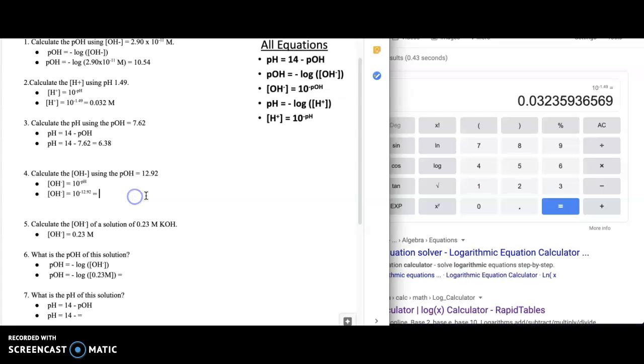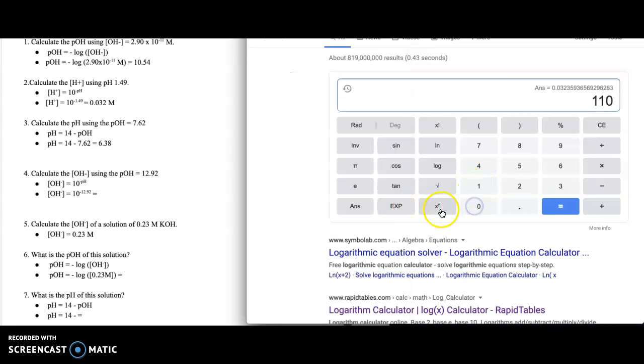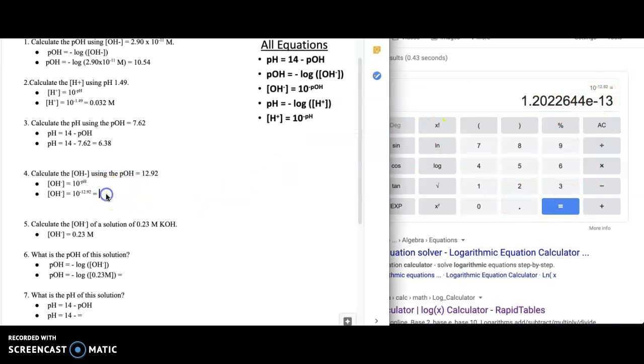And here, same idea, calculate OH minus using pOH. So I got 10, clear, sorry, 10, negative, and then I'm looking at 12.92. Oh, not plus. Is equal to, and this one gave me it in scientific notation, so the way it looks over here is 1.20 times 10 to the negative 13th power, and that's molarity.